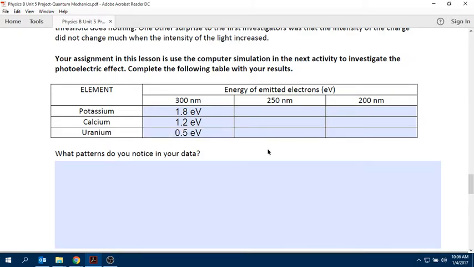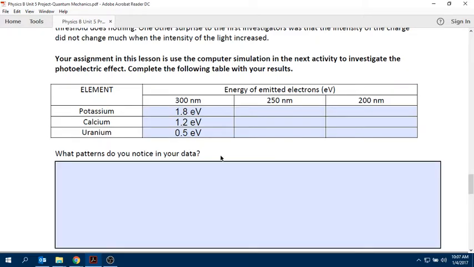Okay, so what we can see is at the longer wavelength, from potassium to uranium, the electrical potential of the emitted electrons decreases. Potassium has the highest energy, so if I were making a photovoltaic cell in this first round of experiments, it seems like potassium would be the better one to use because for the long wavelength lights, it produces high energy electrons.